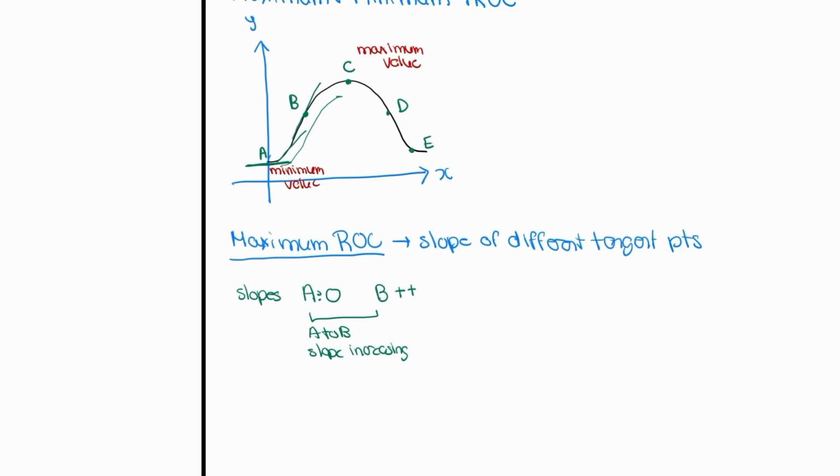Now let's see what's happening when we go from B to C as we continue up here. From B to C, the slope is still positive, but it's getting less steep. So the slope is decreasing. If we take a look here, the slope is less steep, and by the time we get to point C, the slope is back to being 0. So between B and C, the slope is decreasing.